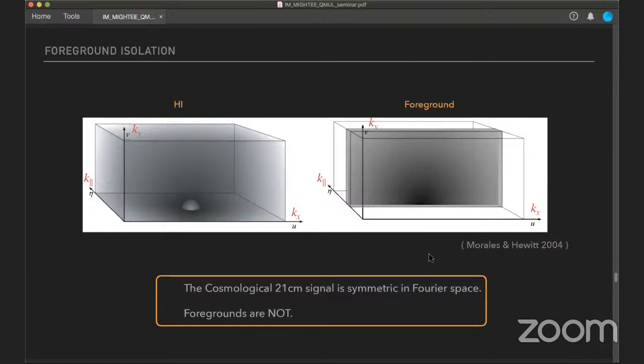On the other hand, foregrounds have smooth spectra. In the Fourier domain, if we take a smooth function, it is restricted to a few small Fourier modes, and the higher Fourier modes can be expected to be foreground free. On the right side, you can see that in the Fourier domain, the contribution from the foreground is restricted to a few K parallel modes, and the higher K parallel modes are relatively free from any foreground contamination. We can use this property to distinguish foreground from H1.